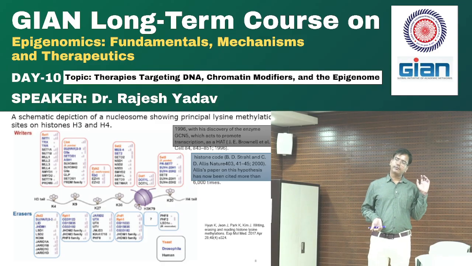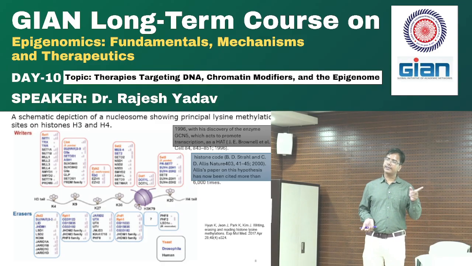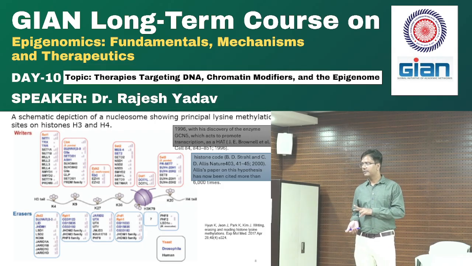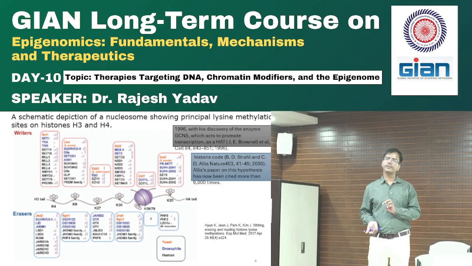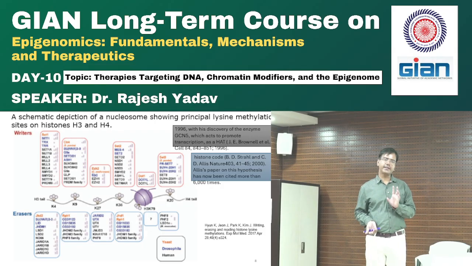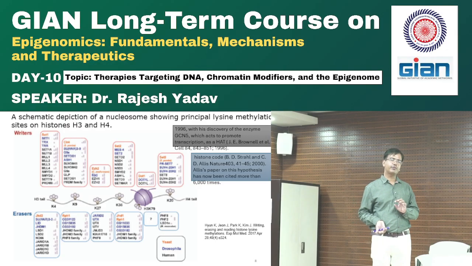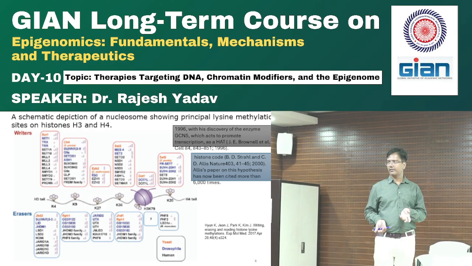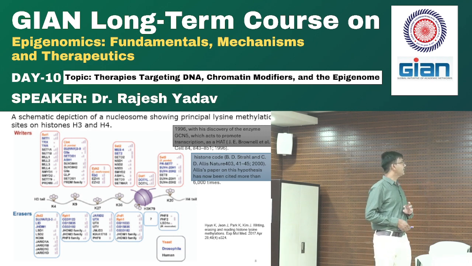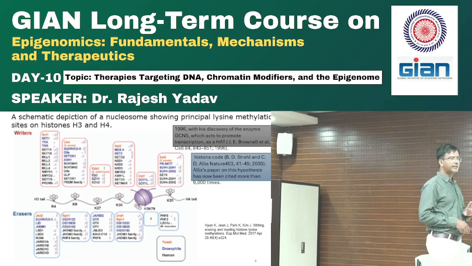So many times a modification does two different functions in the cell. For example, H3K36 trimethylation is important for transcription elongation, but H3K36 trimethylation is important for DNA damage response also. So different modifications could do different things. And if you try to read all the modification types, you will be totally fed up.